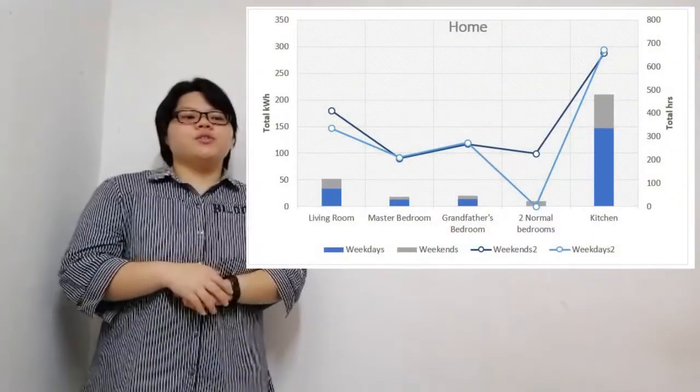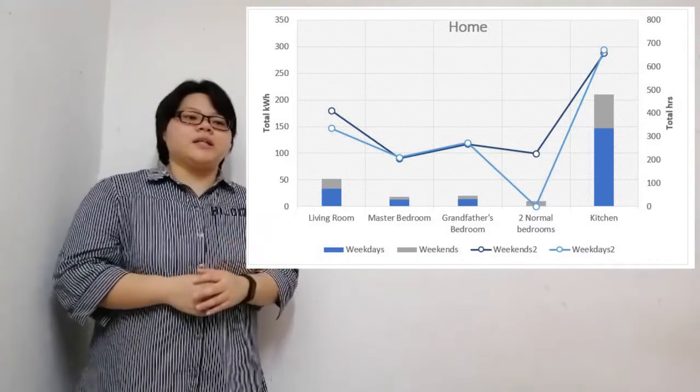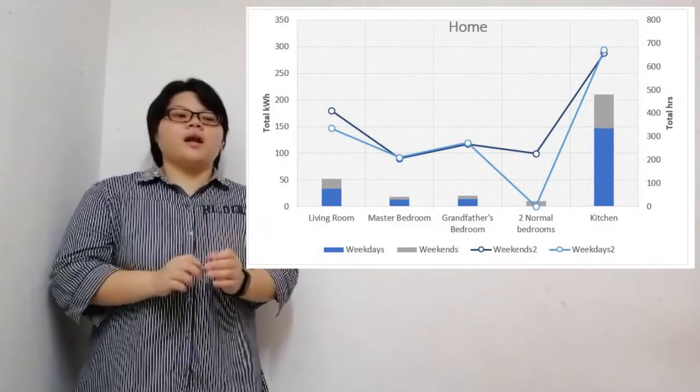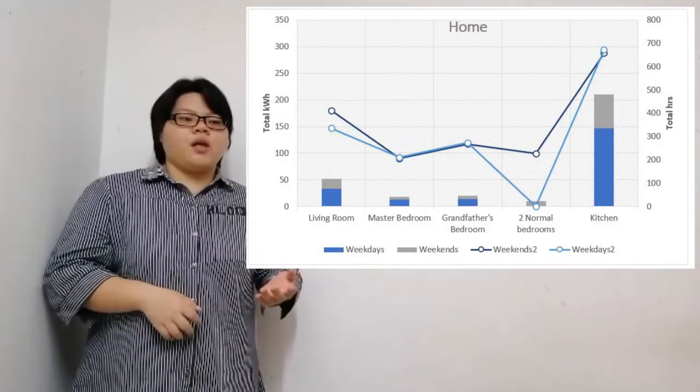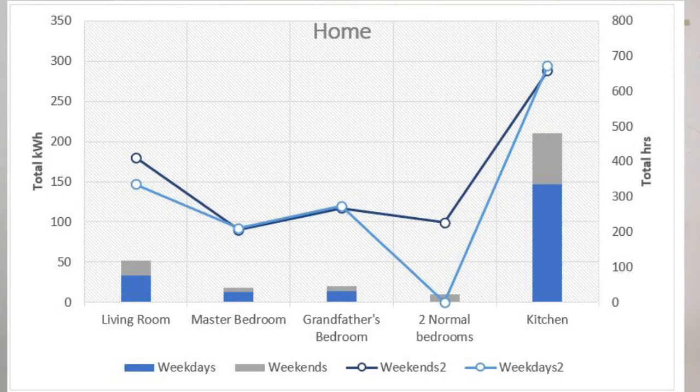First, based on the graph, the highest usage of kilowatt for weekdays and weekend is the kitchen. They use 147 kilowatt hour for the weekdays and 63 kilowatt hour for the weekends. For the usage of time, kitchen is the highest among these rooms.